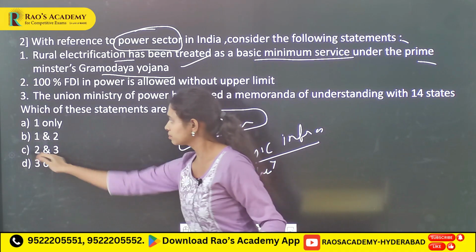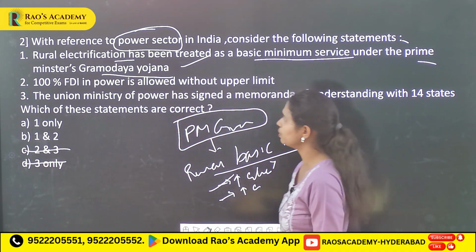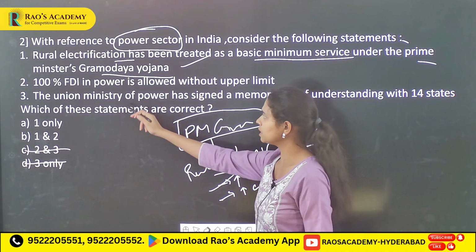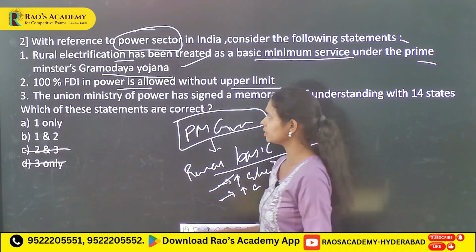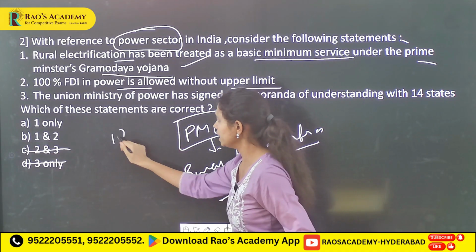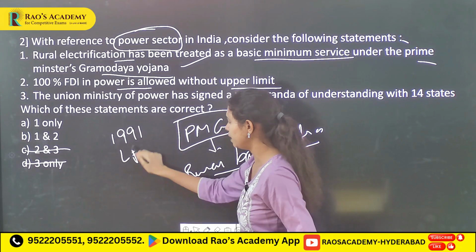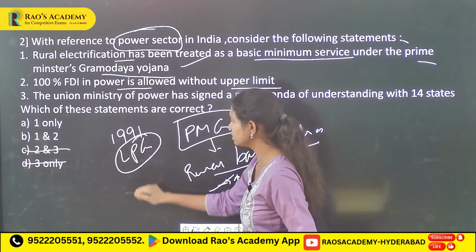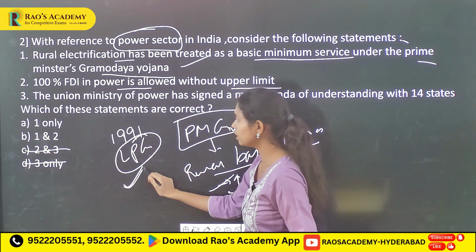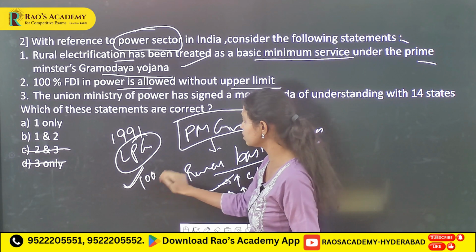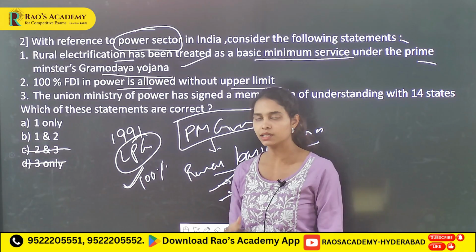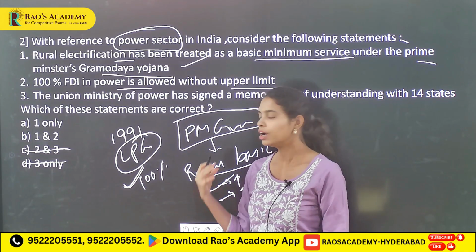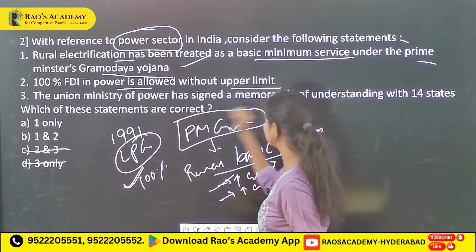Then, if you strike these two, followed by 100% foreign direct investment in power is allowed without the upper limit. If you observe closely, in 1991, after the LPG reforms, the government allowed 100% foreign direct investment in order to attract foreign investment as well as technology for the improvement of the power sector. So the second one is also a correct statement.